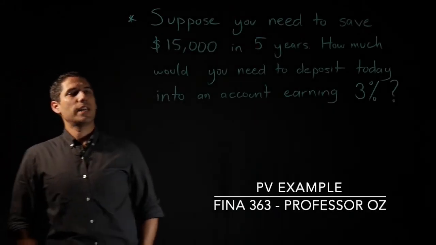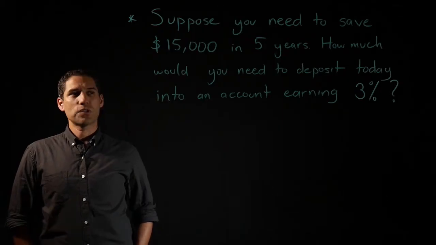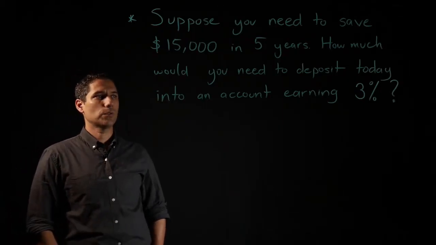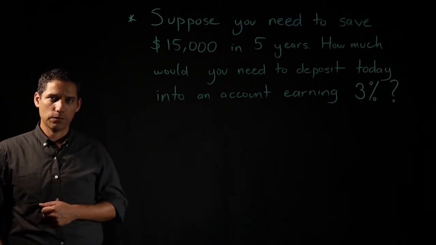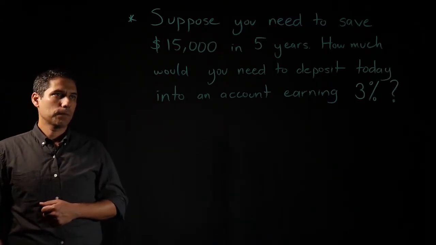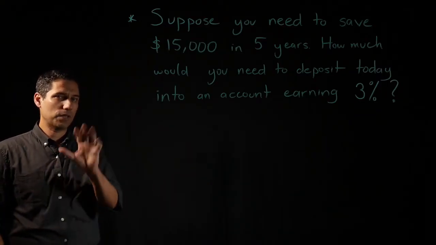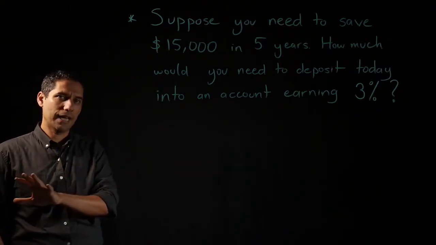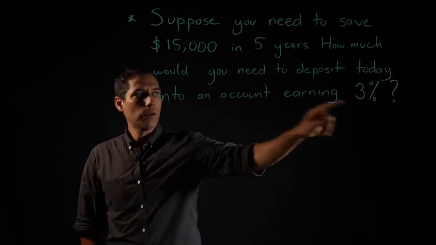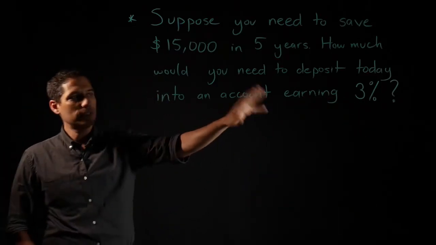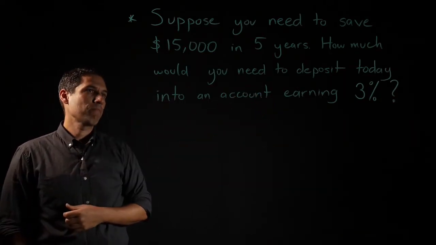Suppose you need to save $15,000 in 5 years. Okay? So this question is asking us, how much would we need to deposit today into an account earning 3% interest? So again, we need to think about the question very carefully before we start, right? What is given to us? What is being asked? So first of all, account earning 3%.